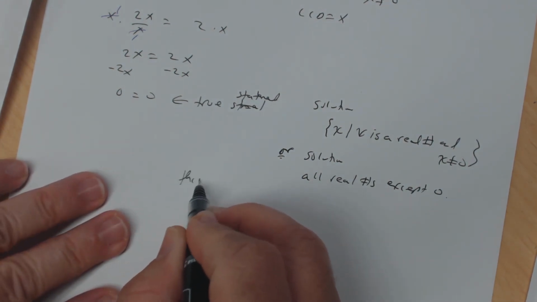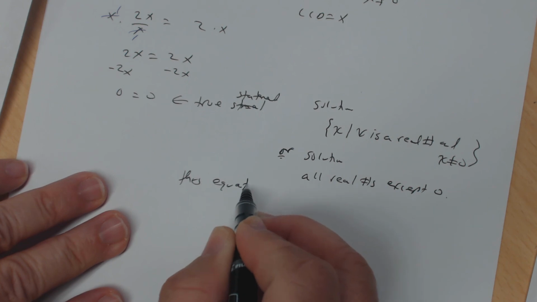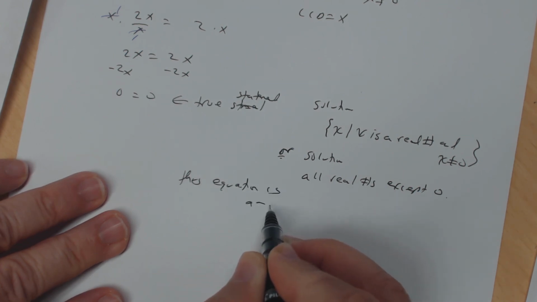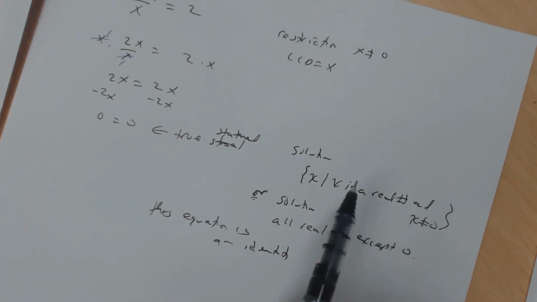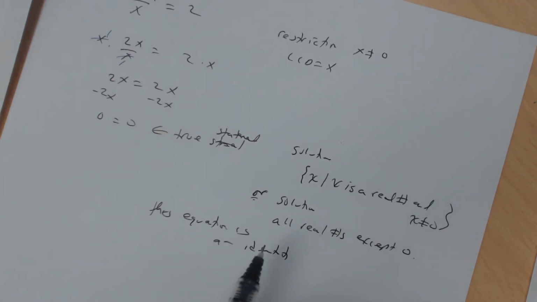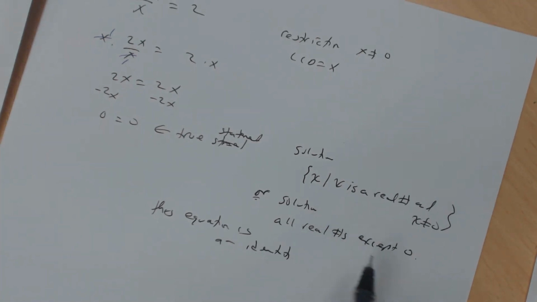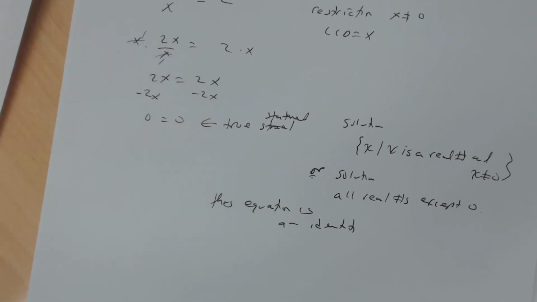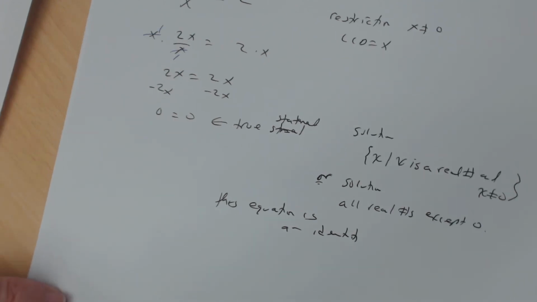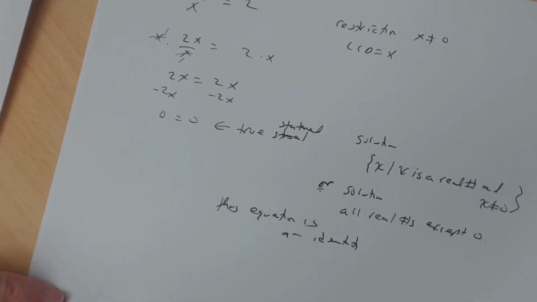So this equation is an identity. If you see anything like all real numbers except something, it's an identity. If you see all real numbers, it's an identity. I just want to make a note of that. You may see something like this on MyMathLab. All right, so that's going to take care of this lesson.